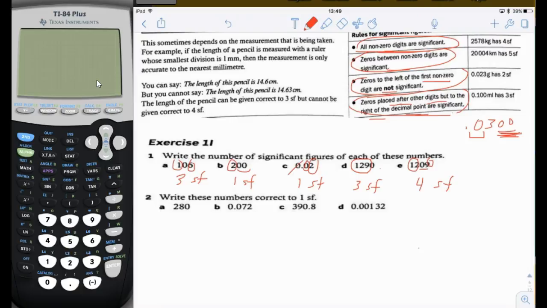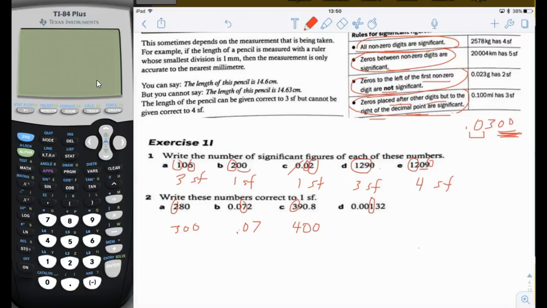Write these numbers correct to 1 significant figure. So basically what you're going to do here is choose the first significant figure and keep that, and maybe you're going to round it up. So for example, 280 is going to become 300 because the 8 is going to round it up. 0.072, you're going to keep the 7, so it's just going to be 0.07. 390.8, the 9 is going to round the 3 up to a 4, and so you're going to have 400.